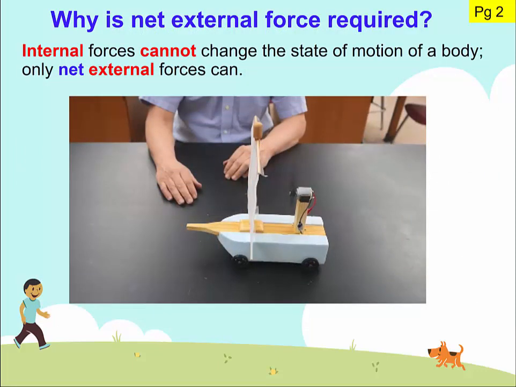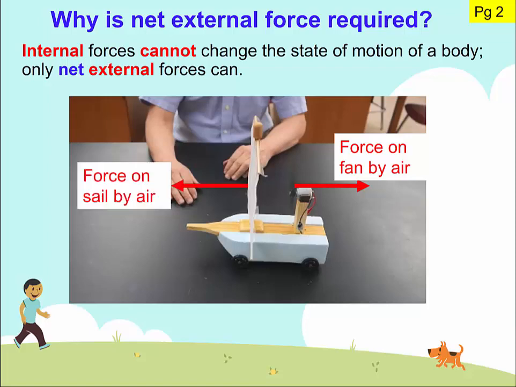Let's see why internal forces cannot cause a change in the state of rest or constant velocity. Now we look at the cart with the fan on it and the sail on it. There is a force on the air by the fan, and because the fan is pushing the air forward, the air also pushes the fan backwards. So there's a force on the fan by the air. At the same time, as the air is being pushed by the fan forward, it actually pushes the sail. So there's a force on the sail by the air.